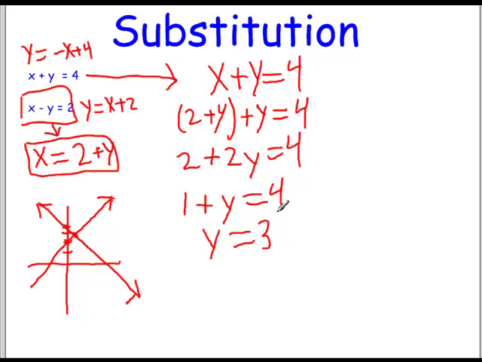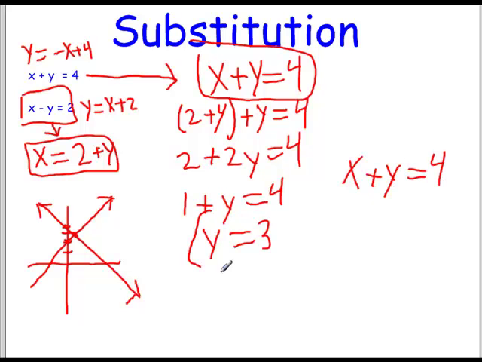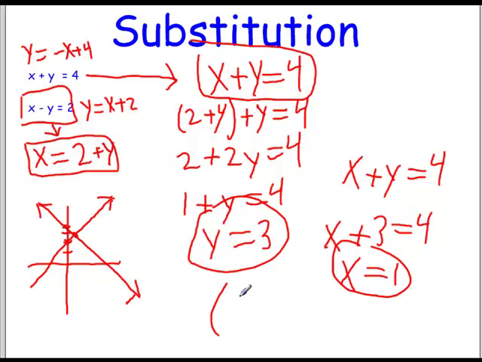Now let's find the x-coordinate. All we need to do to find that is plug that back in up here. So if we take either equation, I'll take the first one, x plus y equals 4. I'm going to plug 3 in for y, so it's x plus 3 equals 4. I can see x equals 1. So the solution point is 1, comma 3. And you can see that. Ready? 1, 1, 2, 3. That's 1, comma 3. Alright?